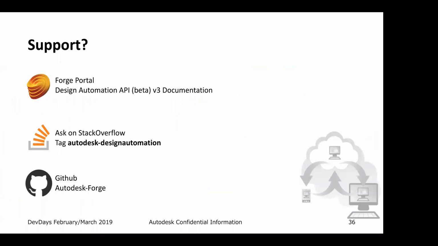Okay, I think that's coming to the end of this presentation. If you have questions, the documentation is available on the Forge portal. Just remember that you have to select Design Automation version 3 in the documentation. When you click on Design Automation, that will open version 2 by default, so you have to switch to version 3.